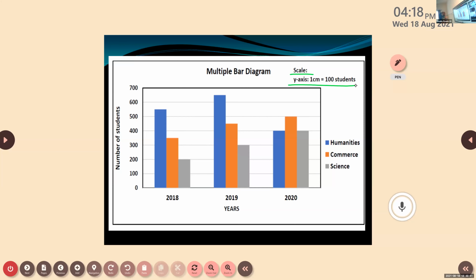I cannot see it properly. So just see the numbers, what you have marked, it is correct.